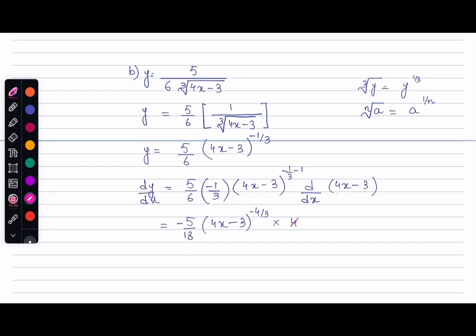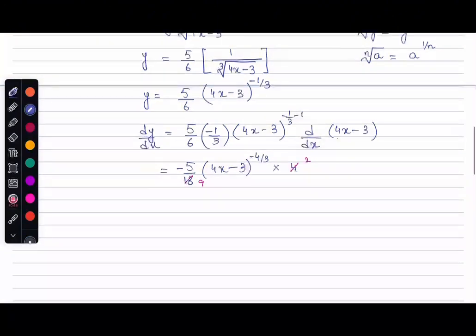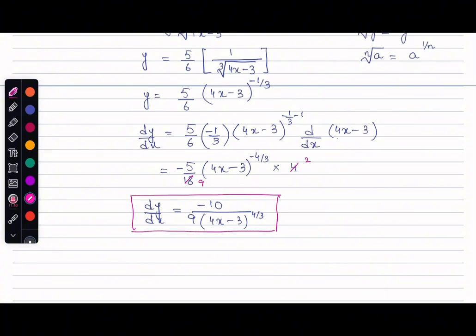I can say 2 twos are 4 and 2 nines are 18, and then 5 times 2 gives me 10. So my final equation for this derivative becomes dy by dx equals negative 10 by 9, and making this power positive, it's negative 10 by 9, (4x minus 3) to the power 4 by 3. And this is going to be the final answer, the derivative of the given y equation here.